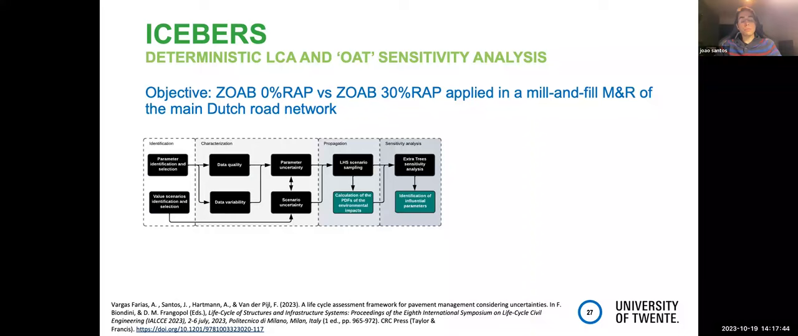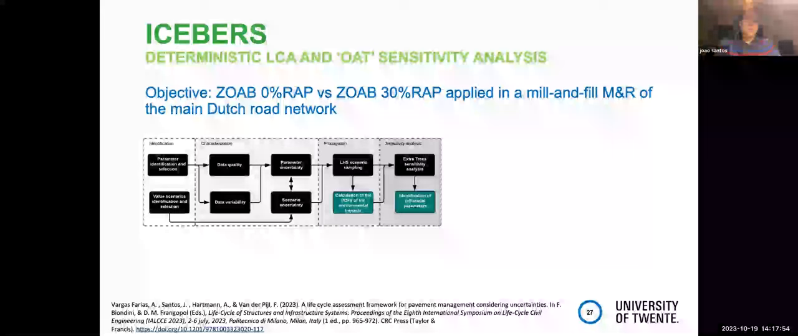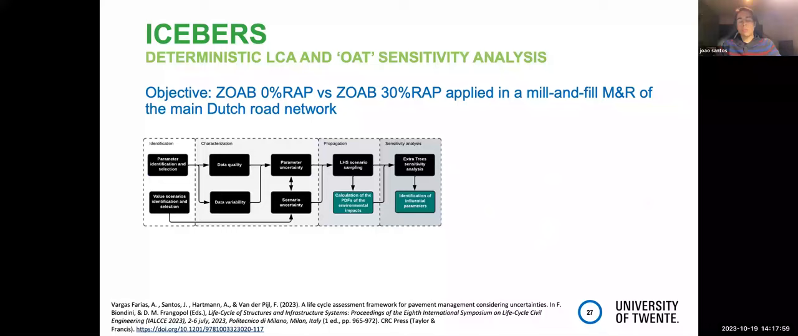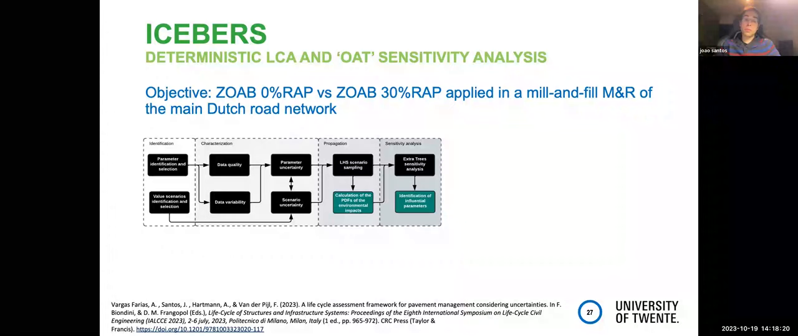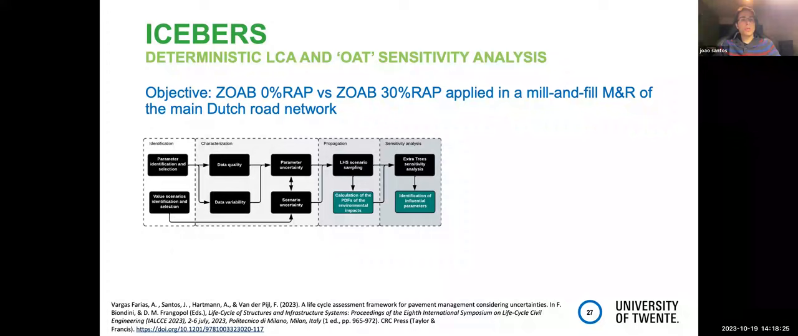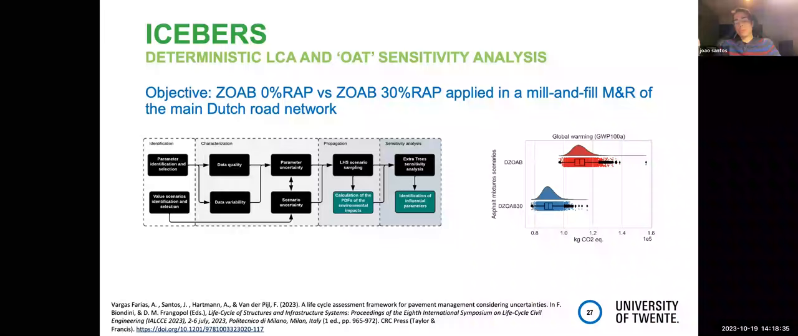In this case, we compare two mixes that were used in a milling and filling maintenance and rehabilitation, here in the Netherlands. Those are Zoab, a type of porous asphalt, which is quite common on our roads. We followed the several steps that I described previously, but instead of Monte Carlo simulation, we used Latin hypercube sampling. And we also considered three global sensitivity analysis methods, which in addition to Sobol, the most common, we also used XGBoost and PAWN, machine learning based methods. And those are the results that we got.